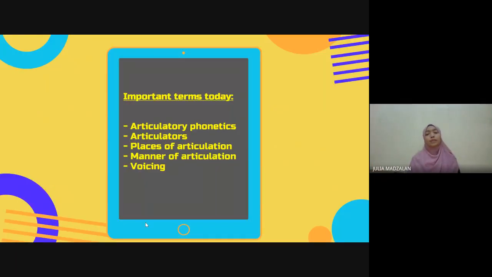So the important terms that we have concluded today would be number 1, articulatory phonetics. Number 2, articulators. Number 3, place of articulation. Number 4, manner of articulation. Number 5, voicing dan tidak tersenarai in this particular list would be consonants, vowels, and IPA. Maka, that wraps up our class for today.